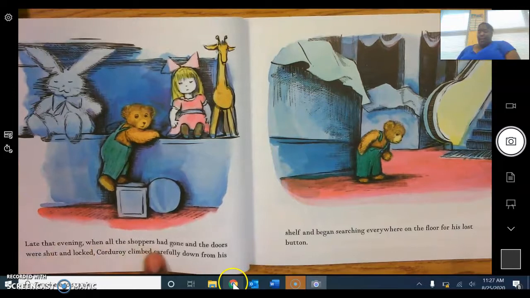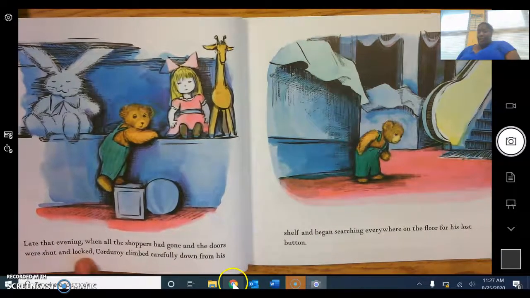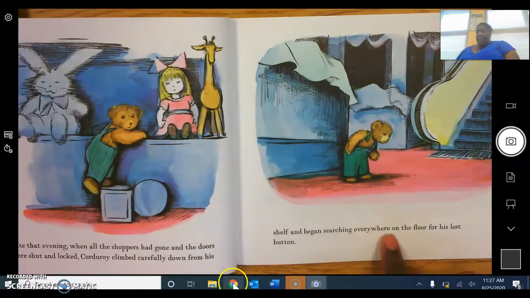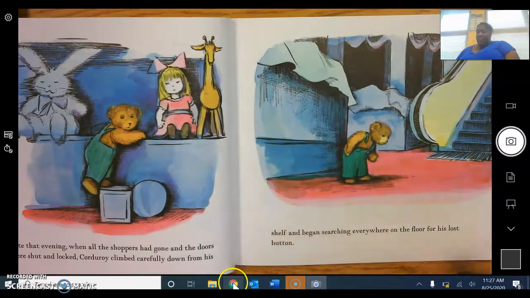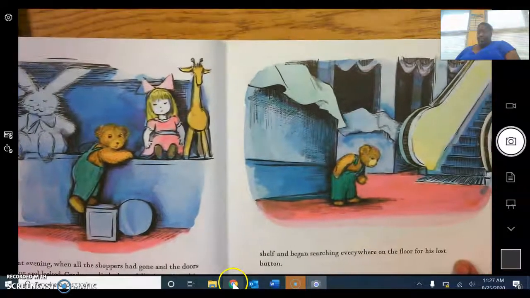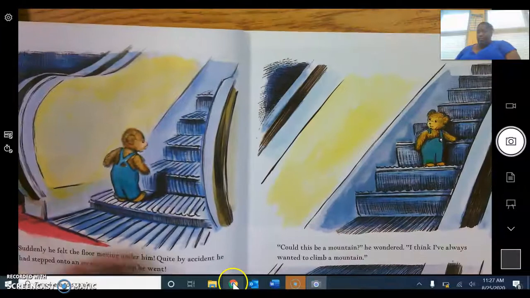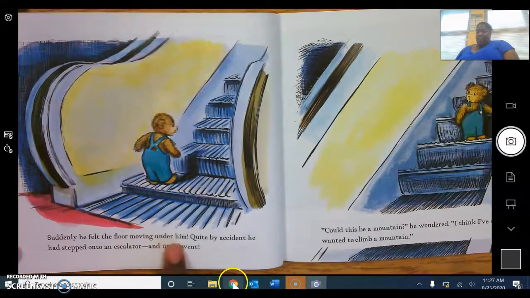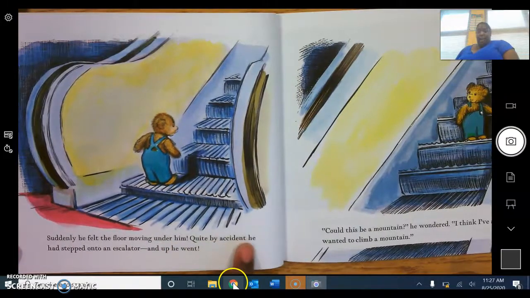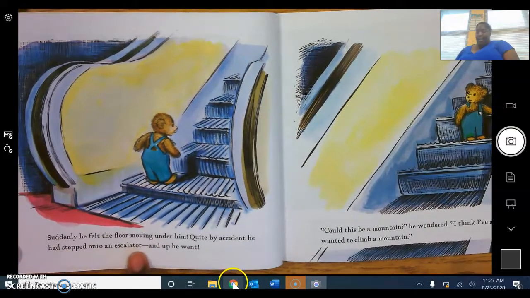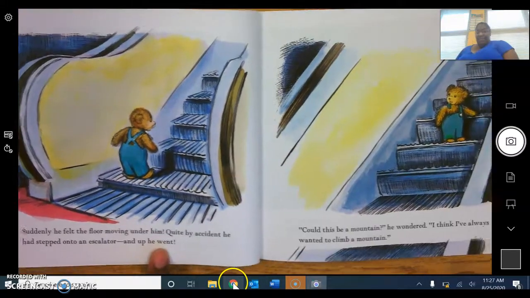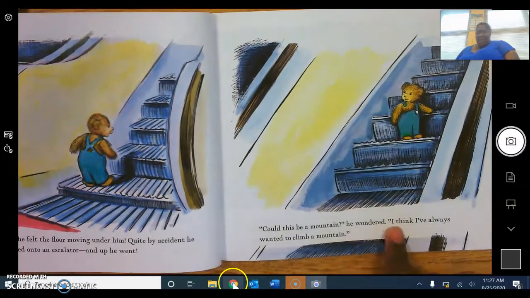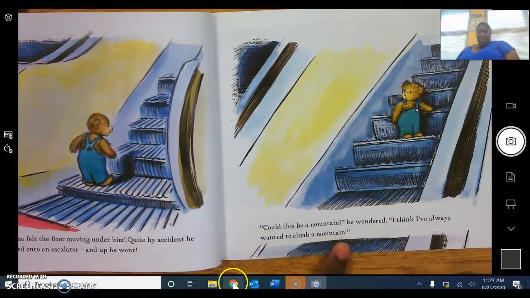Late that evening, when all the shoppers had gone and the doors were shut and locked, Corduroy climbed carefully down from his shelf and began searching everywhere on the floor for his lost button. Suddenly, he felt the floor moving under him. Quite by accident, he had stepped onto an escalator, and up he went. Could this be a mountain, he wondered? I think I've always wanted to climb a mountain.